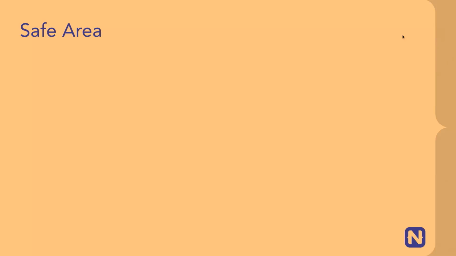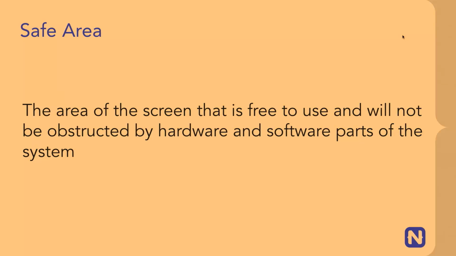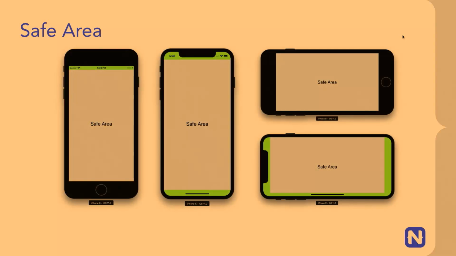I want to talk a little bit about safe area in iOS, because with the release of iPhone X and all other similar devices, Apple introduced this new term and vision. Basically, the area of the screen that is free to use and will not be obstructed by hardware and software parts of the system is the so-called safe area. And this is how it looks, in portrait view, an old iPhone like a 7, and this is on iPhone X, and respectively in landscape.